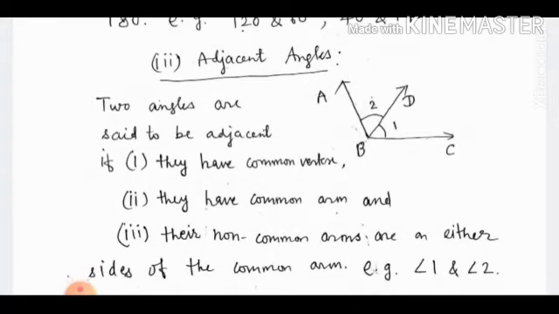Adjacent angles. Two angles are said to be adjacent if they have a common vertex, they have a common arm, and their non-common arms are on either sides of the common arm. Either sides means both sides. For example, angle 1, angle 2. You may see the picture where angle 1 and angle 2 have common vertex B, common arm BD, and non-common arms BC and BA lie on either sides of common arm BD.